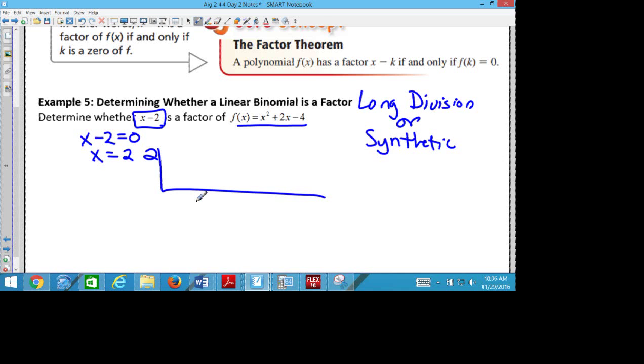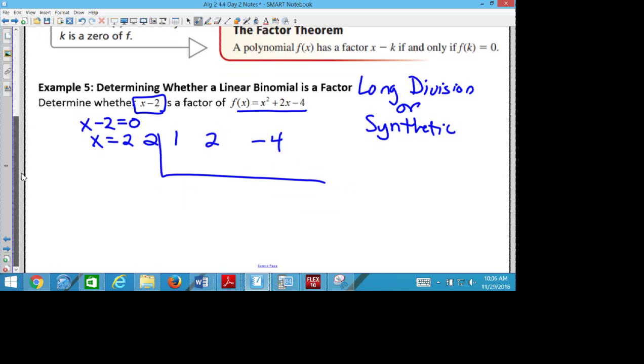Then what goes on the inside? The coefficients. So we have 1, and then 2, and then negative 4. All right, and then we do our synthetic division. You bring down the 1, then you multiply by 2, and you get 2. You add, you get 4. You multiply, you get 8. You add, you get 4. That's our remainder. So is x minus 2 a factor?